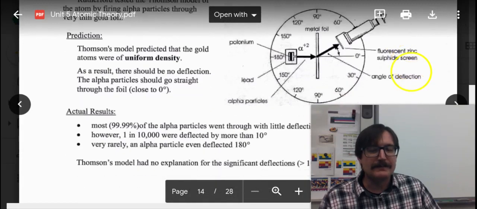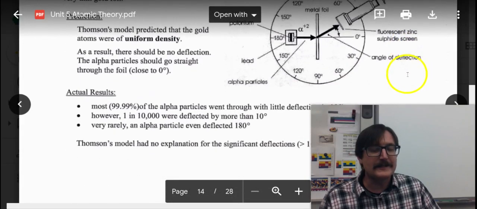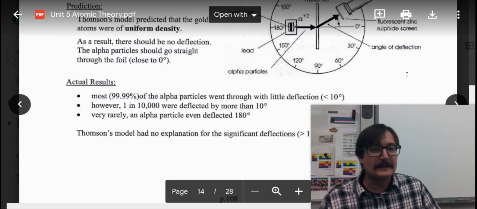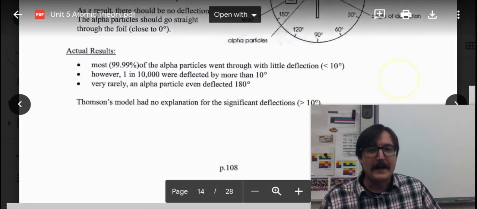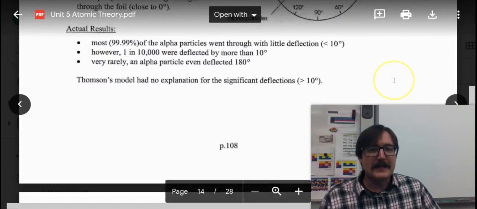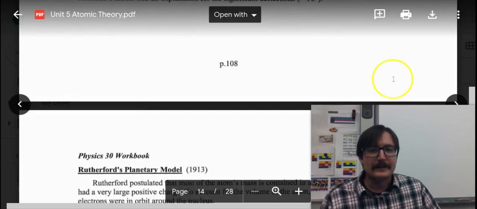But the actual results: most, 99.99% of the alpha particles went through with little deflection, less than 10 degrees. However, 1 in 10,000 were deflected by more than 10 degrees. Very rarely an alpha particle even deflected at 180 degrees, so straight back from where it came. And Thomson's model had no explanation for the significant deflections, like greater than 10 degrees.